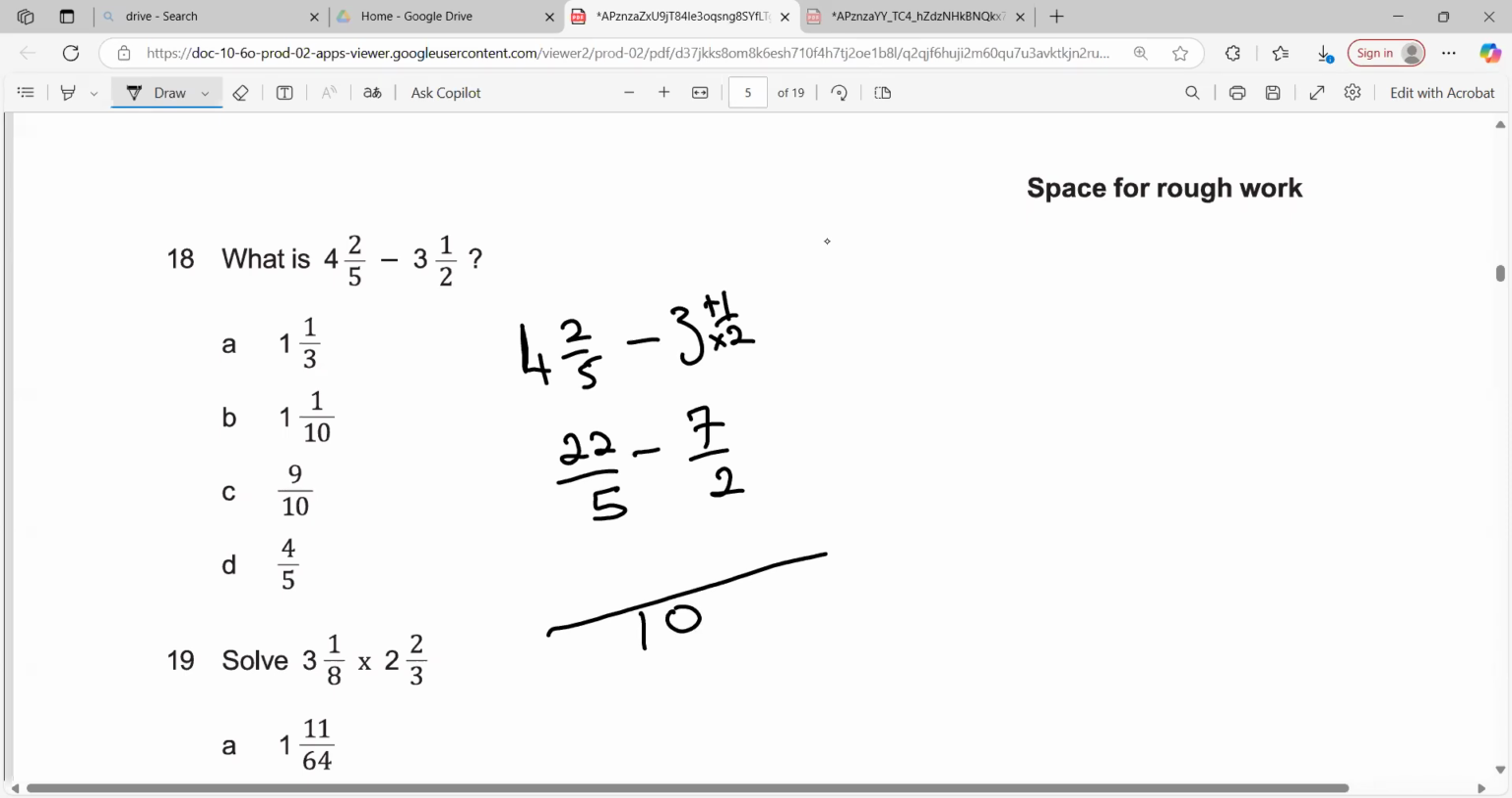Very good. So how many times can 5 go into 10? 2 times. 2 times the 22 would be 44. And then how many times can 2 go into 10? That would be 5 times, then times the 7, which would be 35.